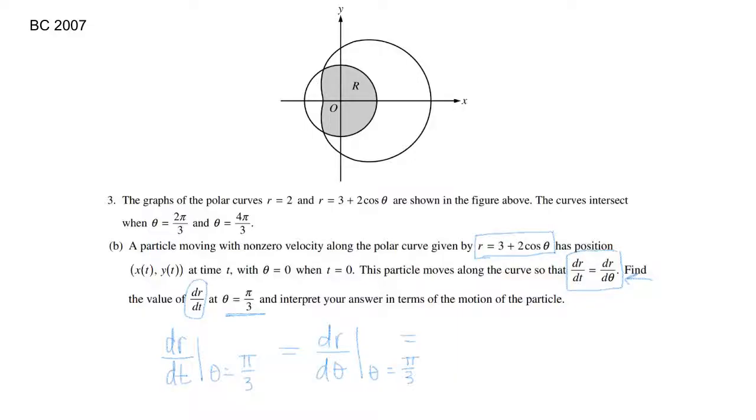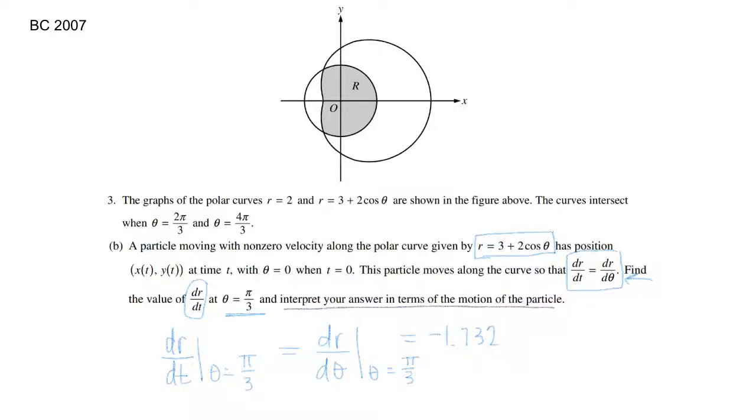So if we just find the derivative of r equals 3 plus 2 cosine theta when theta is pi over 3, we should have our answer, which hopefully, if we typed it in the calculator correctly, is negative 1.732. Now that's the first part of this. Now the next part, and this is the part most students absolutely hate, you have to interpret your answer in terms of the motion of the particle.